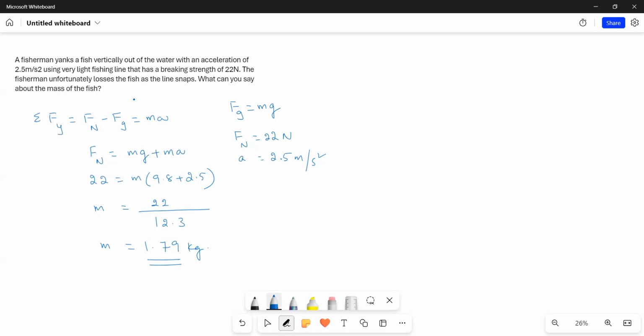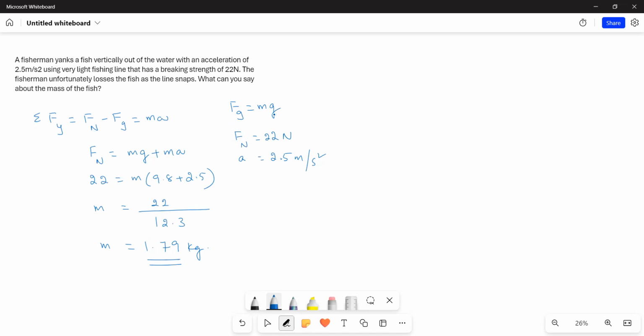So the fisherman is pulling the fish from the water, so it is in the y direction. Therefore, let us write the net force along the y direction. Sigma Fy is equal to Fn minus Fg is equal to ma is the force equation. Here, Fn is equal to mg plus ma because the fish is accelerating upwards. Therefore, I took plus acceleration.